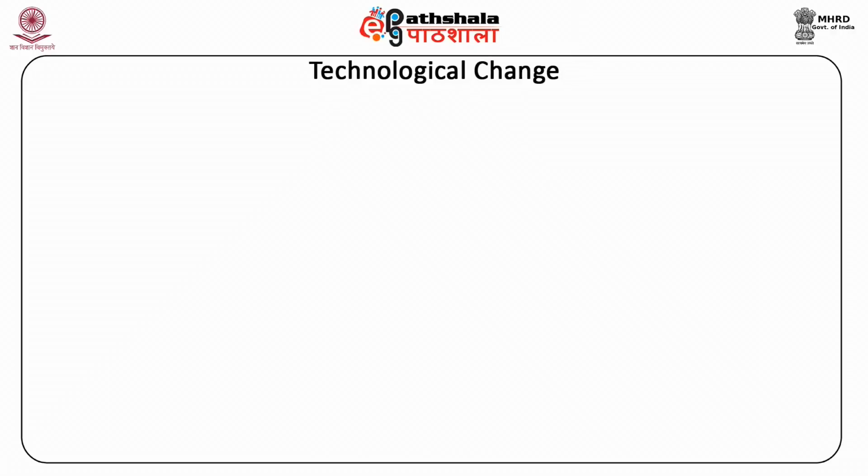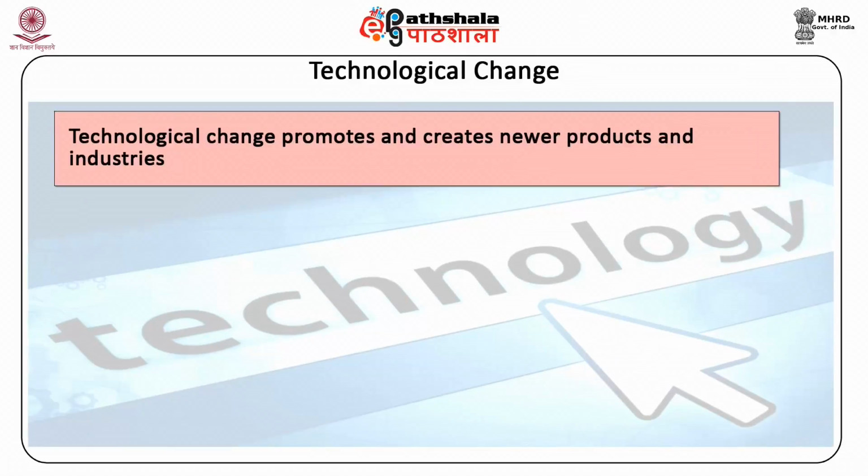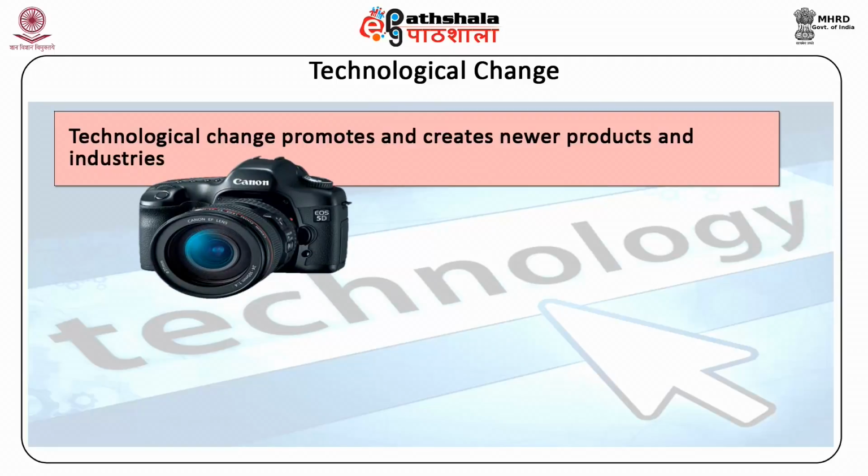Second is technological change. Technological change promotes and creates newer products and industries. For example, advancement of digital camera technology brought about a dramatic reduction in the demand for analog cameras and film, forcing the major players in this field, like Kodak and Polaroid, to re-strategize and adapt to these changes.